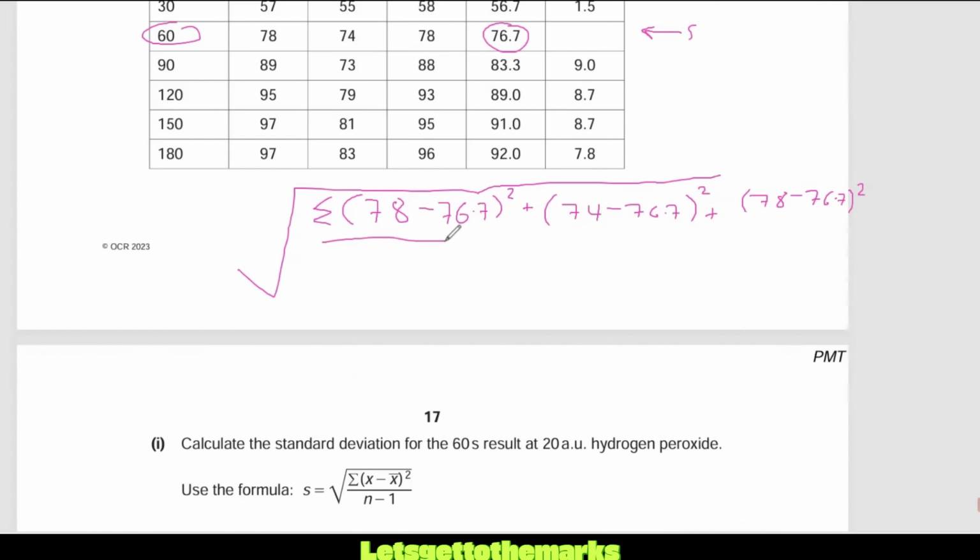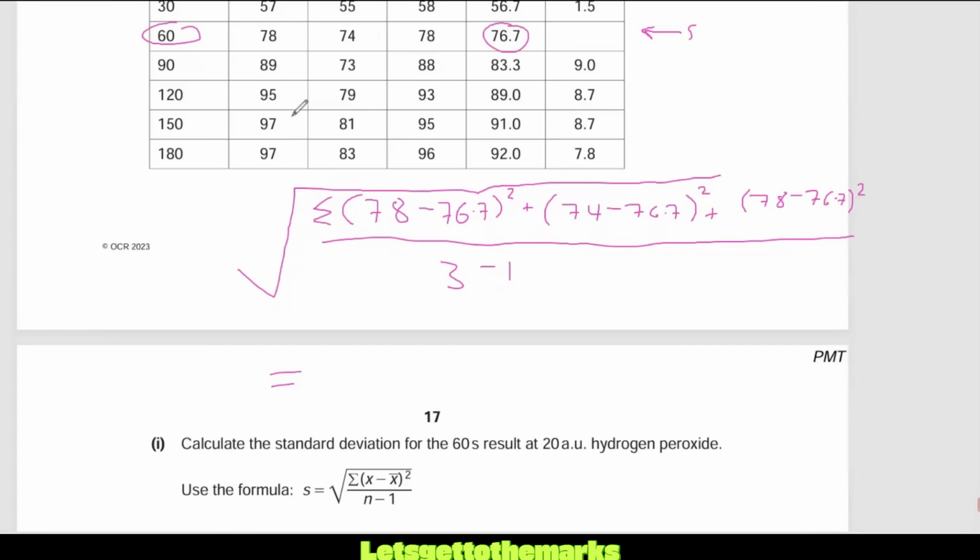And then that is going to be our x minus the mean, squared. So we're going to get that by adding that all together. And then we're going to divide that by n minus 1. And n minus 1 is 2 because there are 3 different values, minus 1. We basically divide it by 2, and that should get us our answer. Alrighty then, let's have a go. Smash it in the calculator.